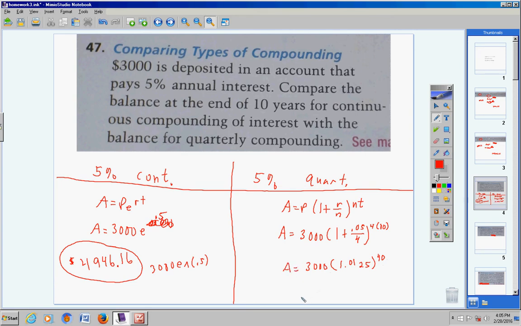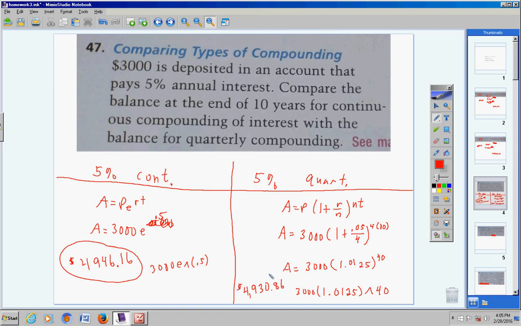With your calculator, you would type 3,000, then parentheses, then 1.0125, then close your parentheses, then the exponent arrow, and then 40, and hit enter. And if you do that, you will get $4,930.86. So there's the two differences.